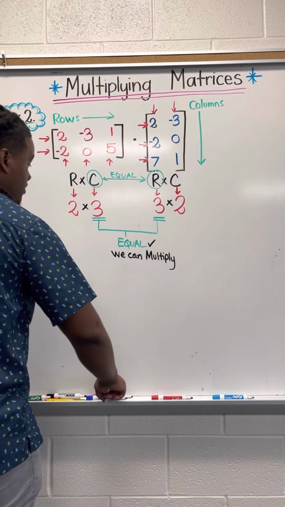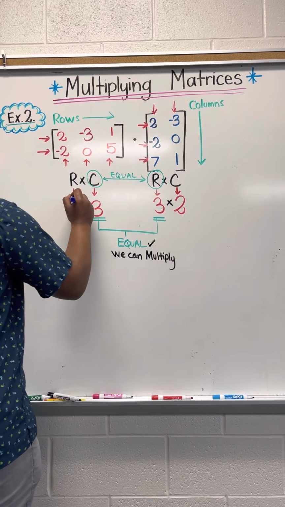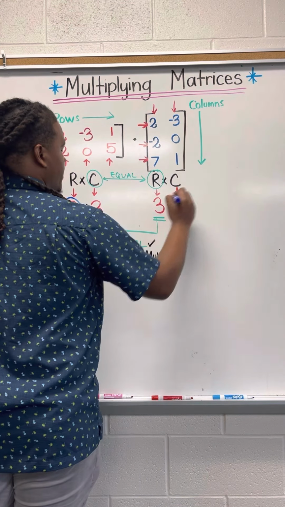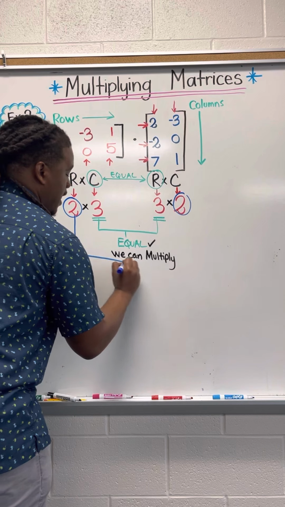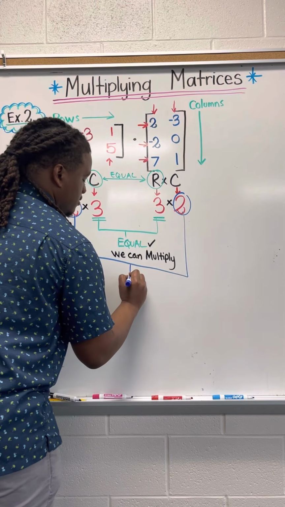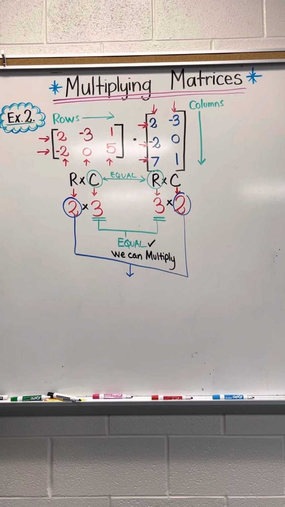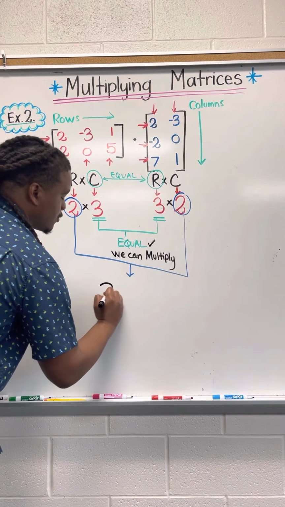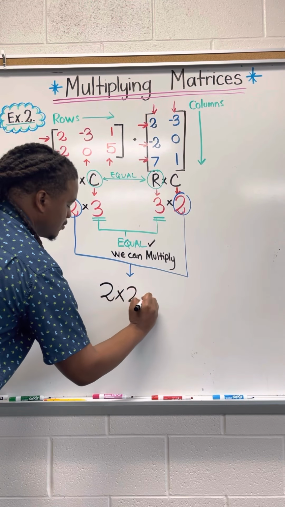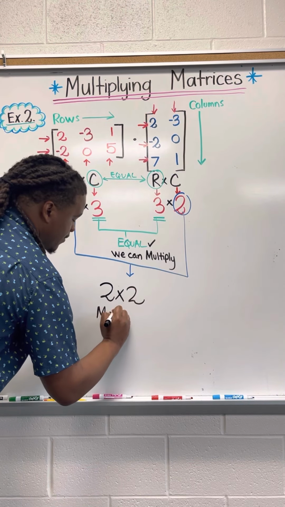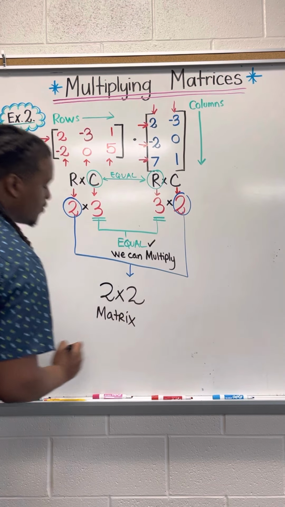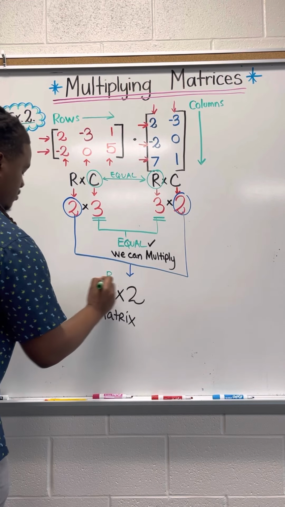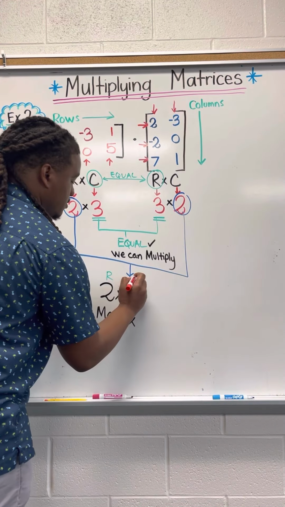Now, what we're going to do is take the number of rows in the first matrix and the number of columns in the second matrix, and then create our new matrix as our product. So once we multiply both of these together, we will have a 2x2 matrix as our answer, meaning that there will be 2 rows and 2 columns.